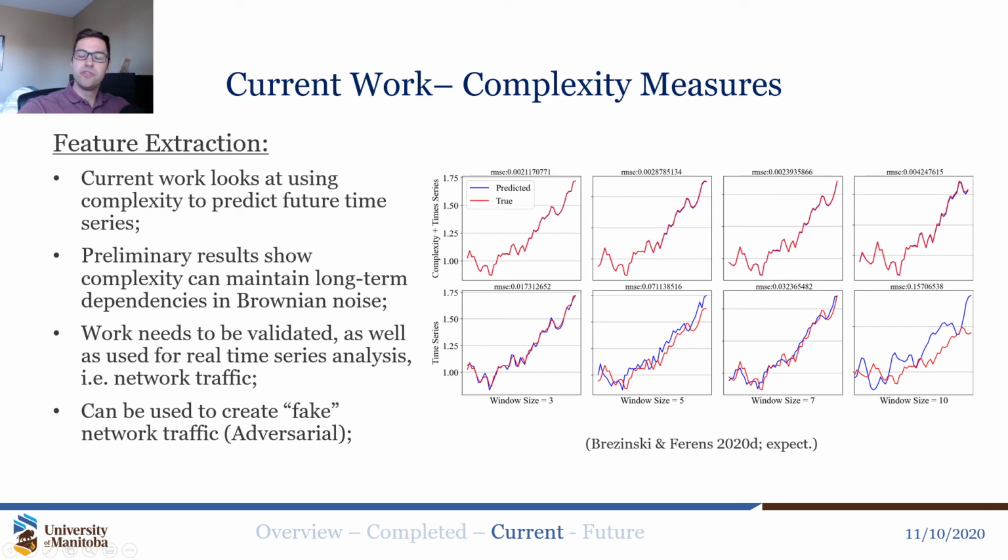But when complexity is used, it actually acts as a recurrent neural network. While just looking at the time series again, which is just the last 5 or 7 points, well beyond a window size of 3, there's no information contained within those last 10 points that are used to predict the future. It's just not there. So this is a work in progress. The preliminary results show that complexity can maintain that long-term dependency in order to make a future prediction in Brownian noise, which is what this information is.